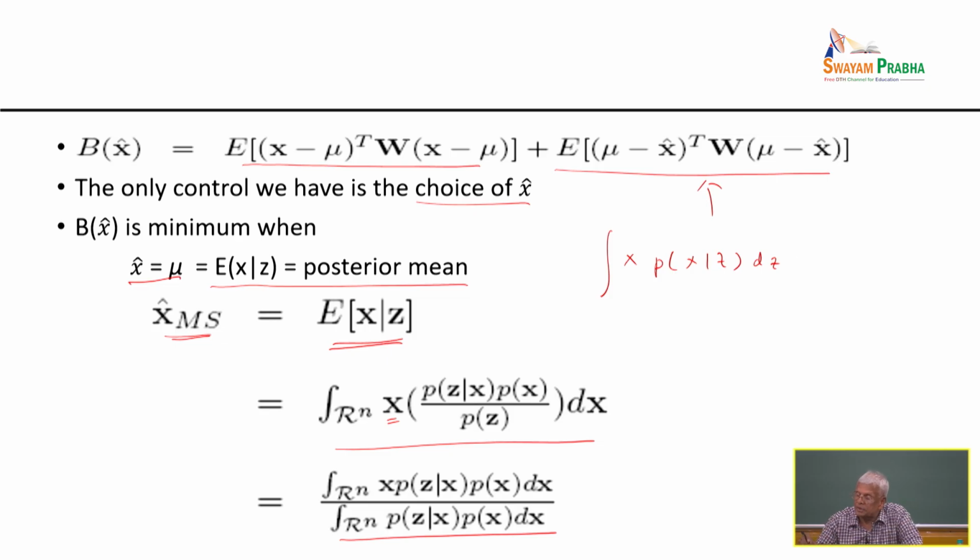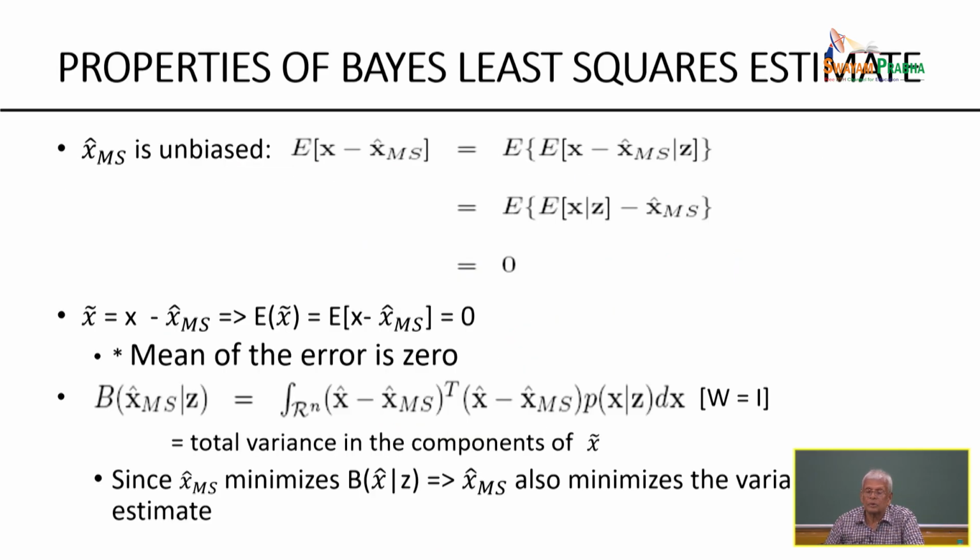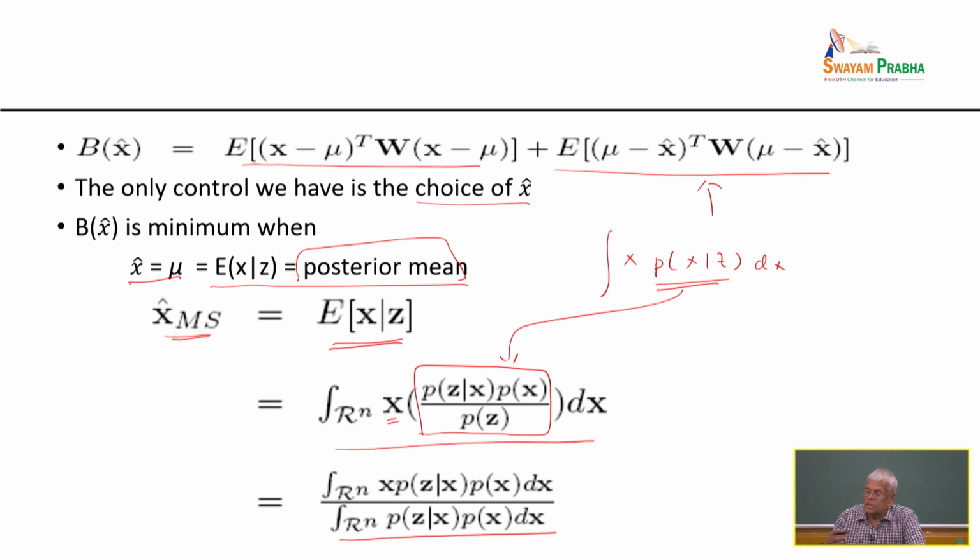I'm sorry, p of x given z, this is dx, but p of x given d by the Bayes rule can be written like this. You already know that. And that expression can be rewritten like this. Therefore, what's the conclusion? The best estimate that minimizes the Bayesian cost is the posterior mean. What is the posterior mean?